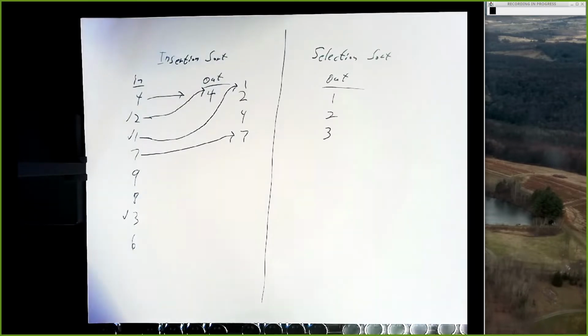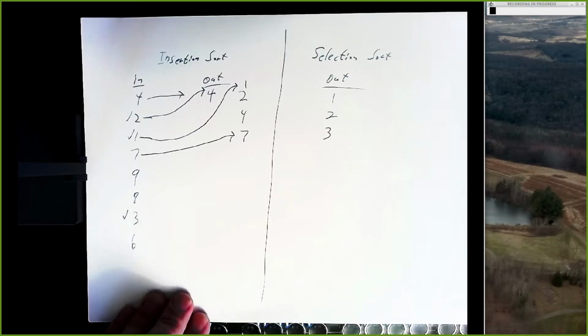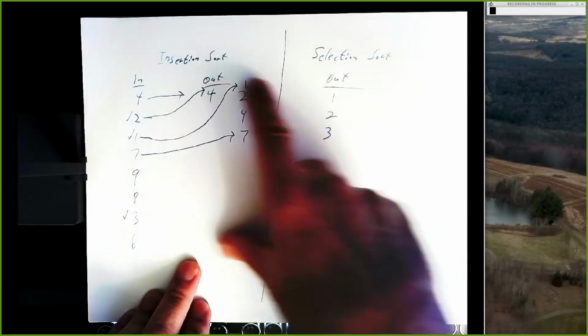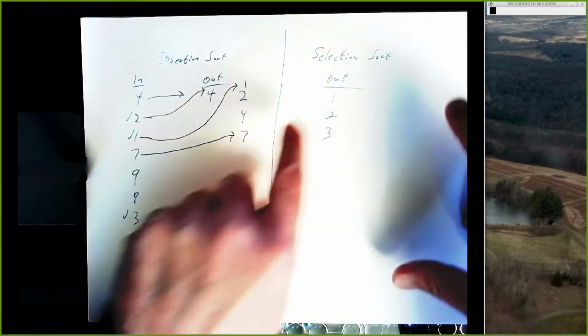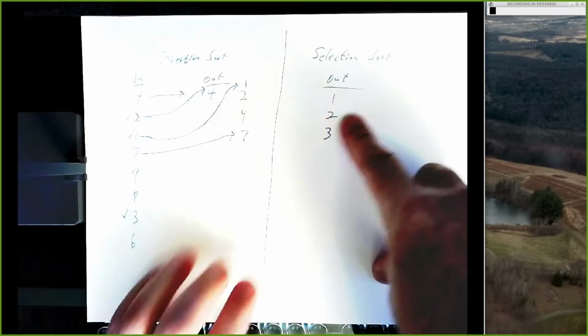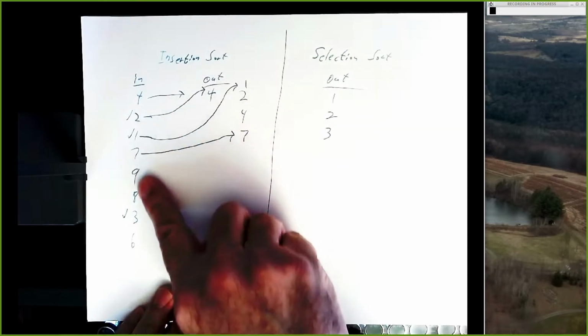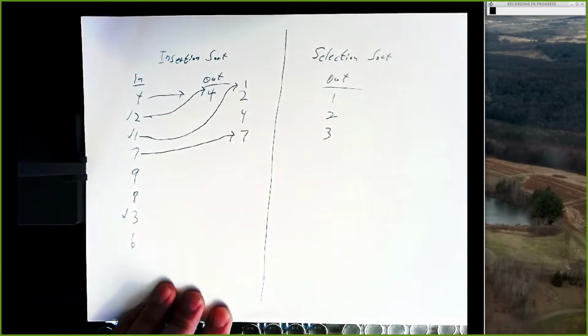So the difference between these is where you're doing the work, where the sorting is happening. With an insertion sort, the sort happens when you insert into the output. With selection sort, the sort is basically happening when you select which thing from the input to copy to your output.